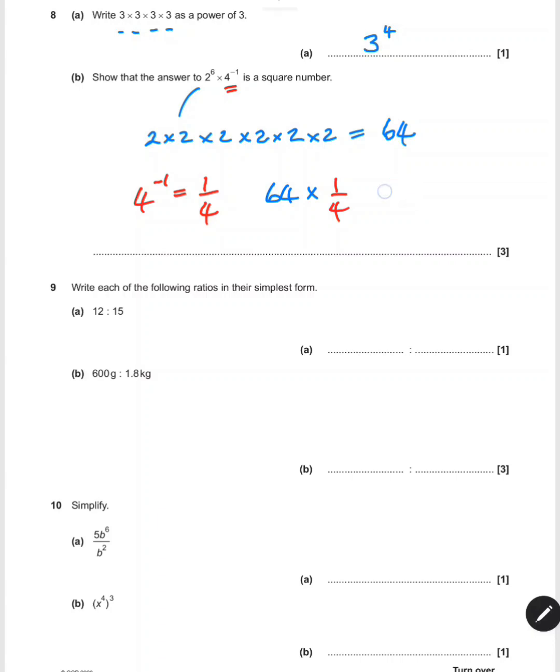Well, half of 64 is 32, and half of 32 is 16. There is your answer, and 16 is a square number. 4 times 4 is 16.